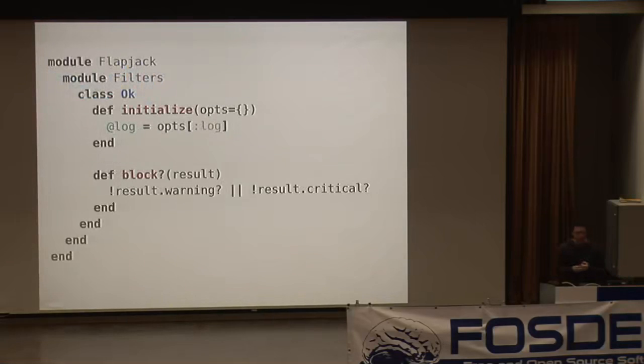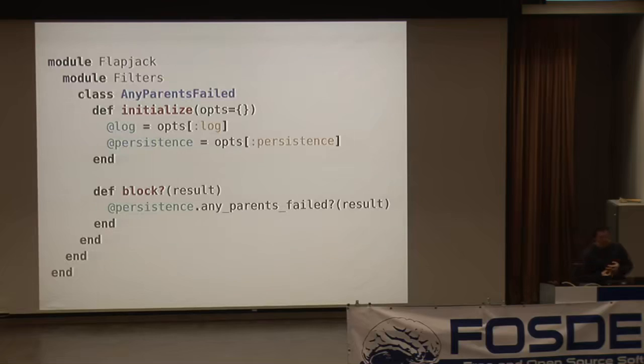So let's just take an example filter here. We have an OK filter, and what the OK filter does is it says, okay, if the result is not warning or is not critical, then we do need to notify. And then you can couple that very easily with other things like, any parents failed. So in a monitoring system, right, you're going to have hierarchies of checks where some checks depend on other checks, which depend on other checks and whatnot. So if a child check is failing and its parent is failing, you obviously don't want to notify that because the parent check is more important. So this is really easy to do.